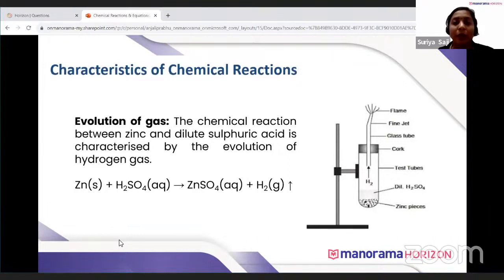The chemical reaction between zinc and dilute sulfuric acid is characterized by the evolution of hydrogen gas. So in this reaction of zinc and dilute sulfuric acid, we will get hydrogen gas as one of the products.